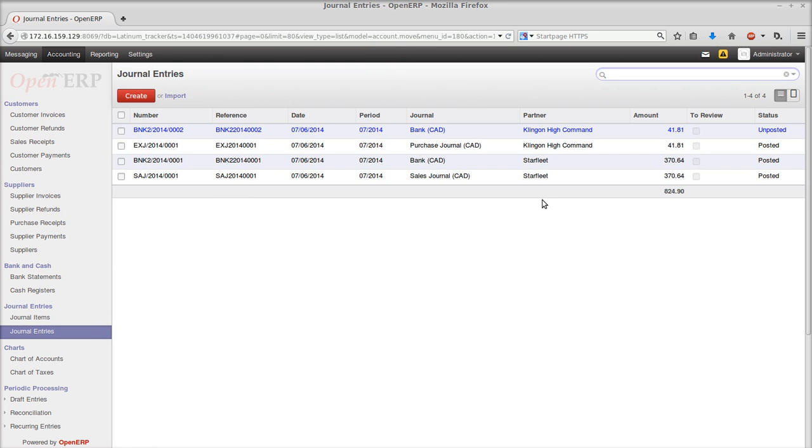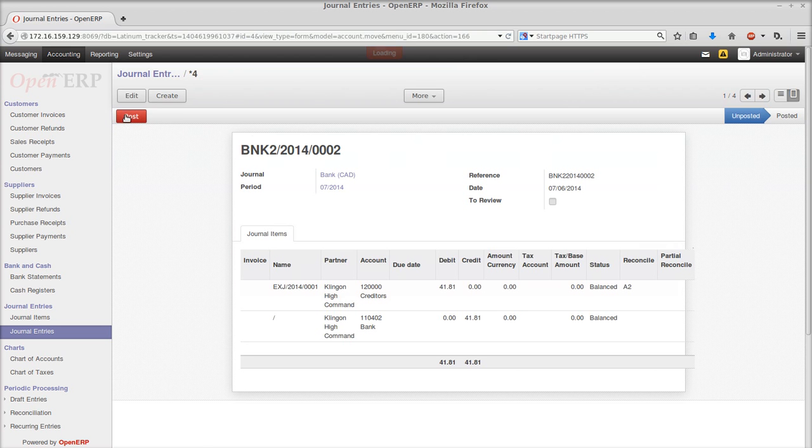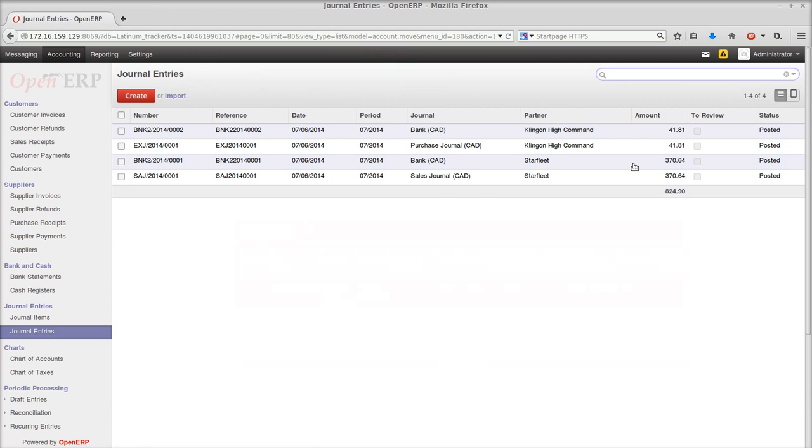and again, it's showing it twice. I'll just post that since theoretically it's been paid. I don't really know why it's showing it twice. But again, there. So you've got the purchase and the bank. Well, I don't know why that one ends up showing.